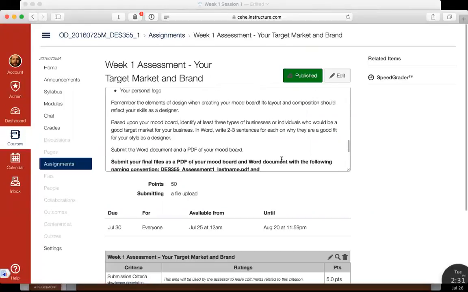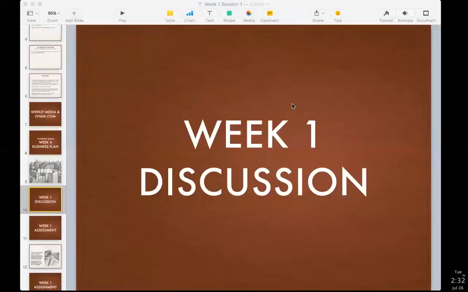Once you've done your mood board, you're going to look at it, and based upon what you see in your mood board, you're going to identify at least 3 types of businesses or individuals who would be a good target market for your business. And then in Word, you're going to write 2 to 3 sentences for each one on why they're a good fit for your style as a designer. Okay? So, to give you an example, let's just say, let me pull this over here.